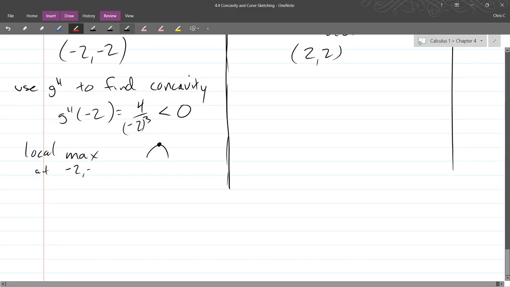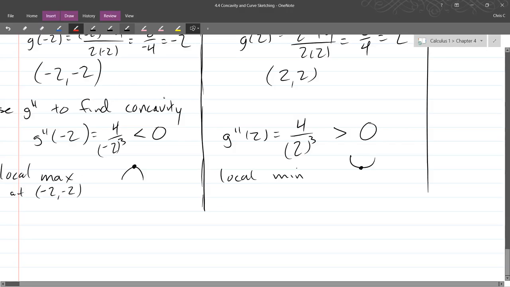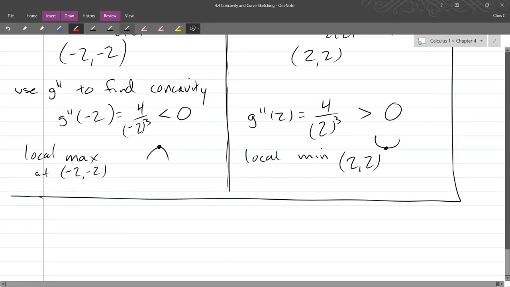Any questions on that classification right there? G double prime of positive 2. Now I don't care about the exact value, but I can see everything's positive. So greater than 0. So that's happy face right there, which is a local minimum. So I'm done classifying right there.